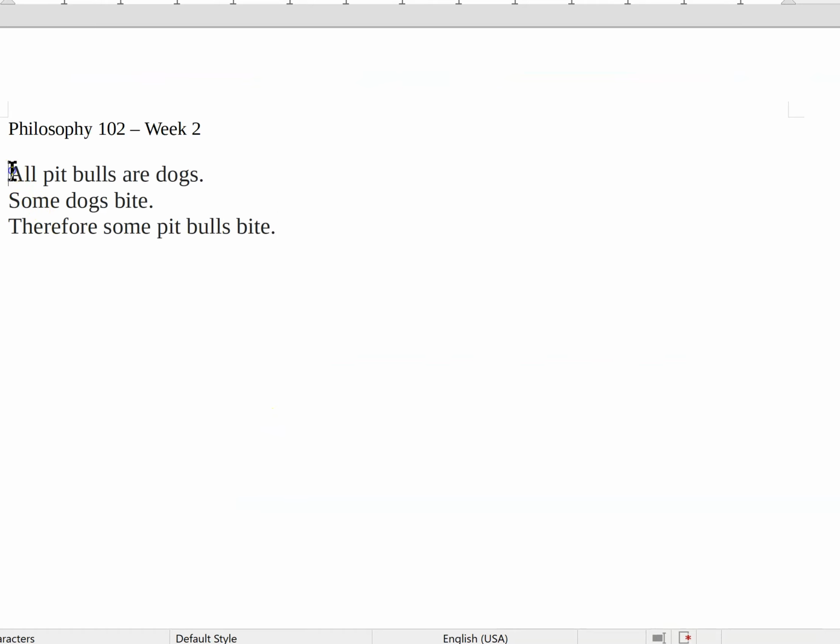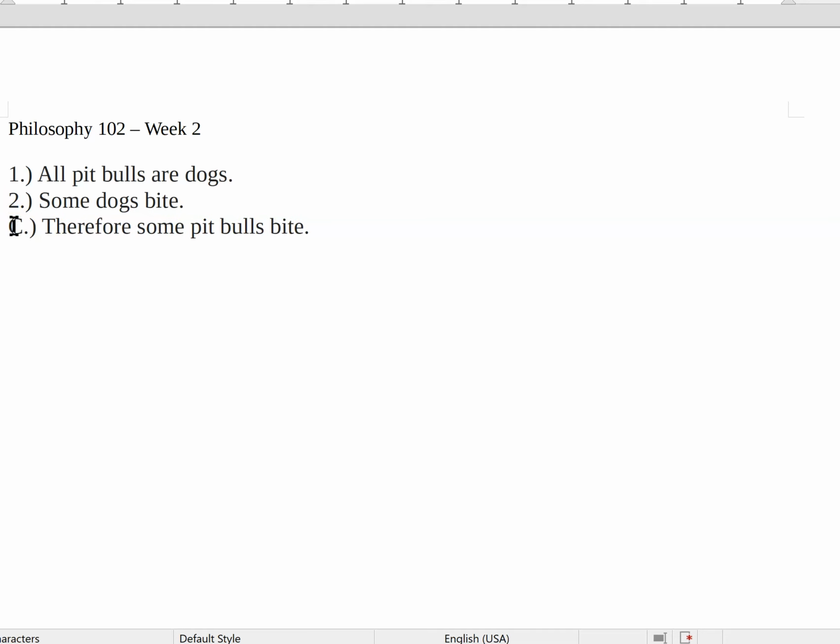All right, so a habit I like to get everyone into is to number your premises. It makes it a bit easier to see. And then I'm just going to put a C for conclusion. Sometimes the textbook is going to use this little triangle of dots. We'll talk about that when we get to it, but the C represents conclusion. So our first premise is all pit bulls are dogs. Our second premise is some dogs bite, and the conclusion that the textbook would like us to reason to is therefore some pit bulls bite.